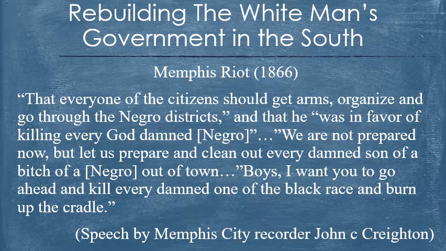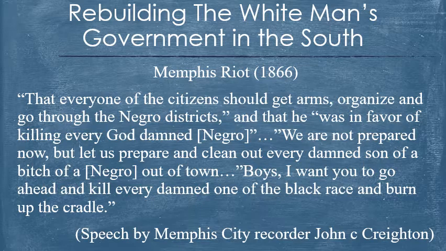Before we move on to the next slide, I want to look at this quote on the screen because it really gets at, again, how this was a top-down effort to push aside the radical Republicans and to prevent African Americans from achieving freedom. This is coming from the Memphis City Recorder.